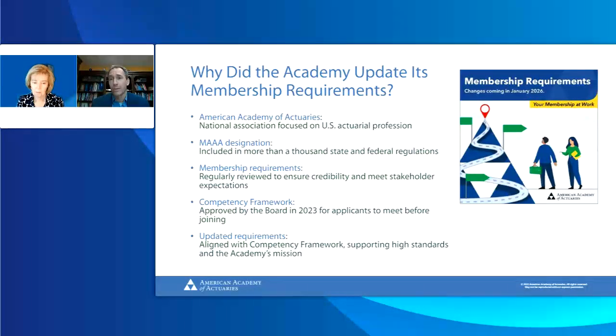As a part of the most recent review of the membership requirements, the Academy Board approved in 2023 a competency framework. The competency framework is somewhat similar to a syllabus for exams. It's a list of the key areas of experience and education that we would expect actuaries seeking to join the Academy to have. The goal of the competency framework is to reflect the independence of the Academy as an independent institution, and to be able to, on our own, set what we think the standards are for joining the Academy.